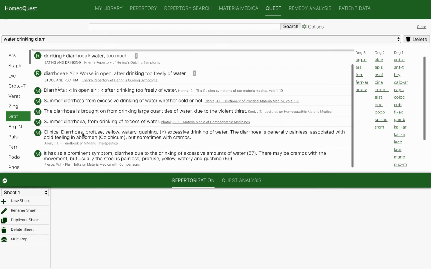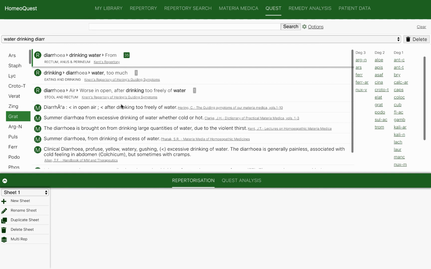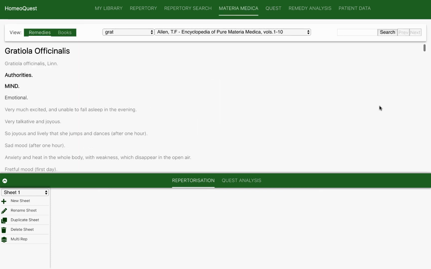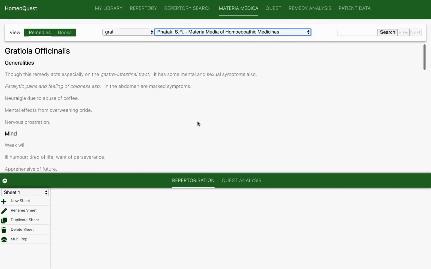Allen's Encyclopedia, clinical diarrhea. We don't know what sort of diarrhea, but it has excessive drinking of water. And then Pierce talks on Materia Medica with comparison. Prominent symptom: diarrhea due to drinking excessive water. And that is interesting. How many authors have actually put in something for gratiola, drinking excessive water? Let's go and check gratiola from the Materia Medica and we'll check Farrington there.